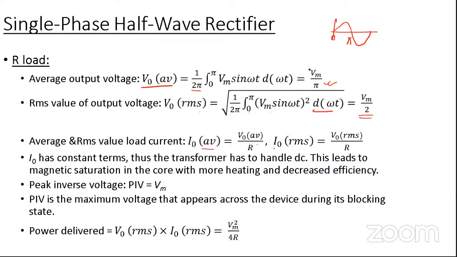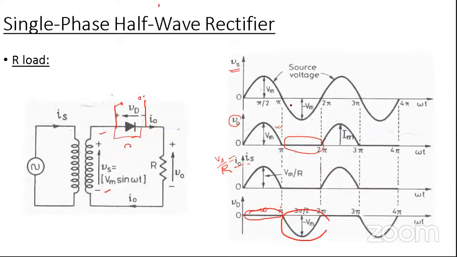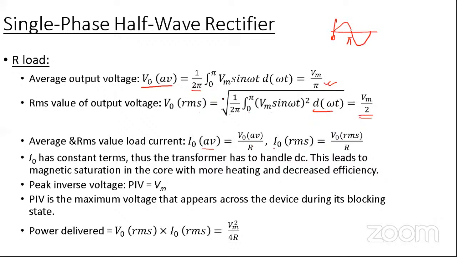Okay. Now another thing: for designing this type of circuit, you have to know the peak inverse voltage. Peak inverse voltage means the voltage across the diode in reverse bias condition. If you observe the diode waveform, that is the last one, the maximum voltage across the diode equals the maximum value of the supply voltage. So this is the peak inverse voltage of the diode. And that is also written here.